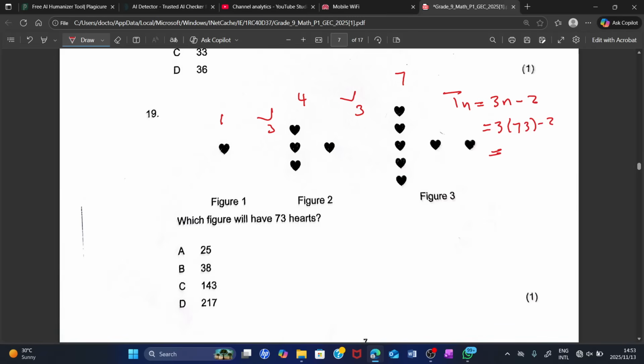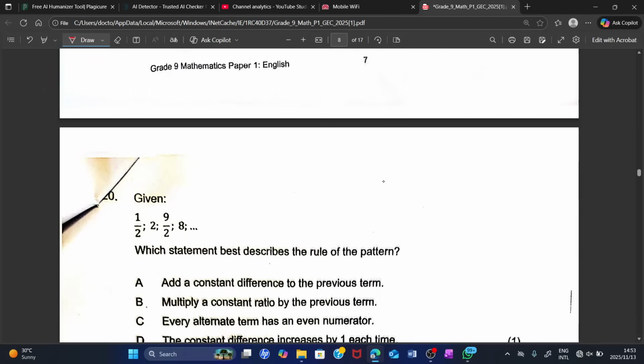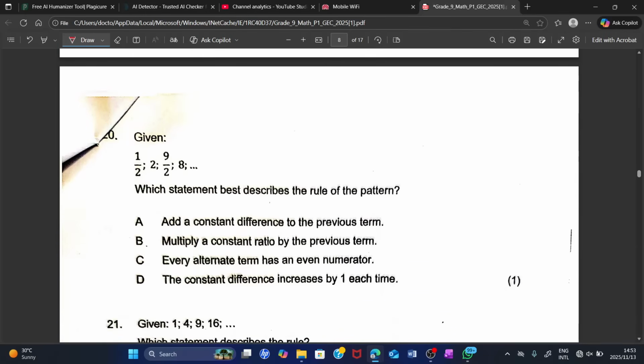Okay, so we take our calculators, then we start to press our calculators, and then we say 3 multiplied by 73 minus 2. So we are getting 217. Right, so that is the answer for this one. Okay. Now we go to the next one.